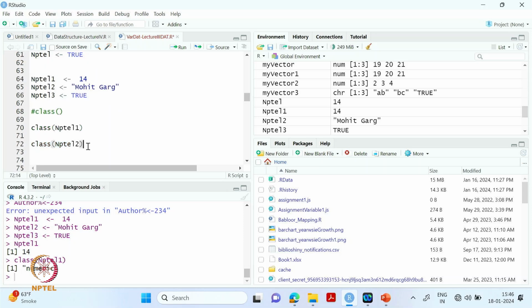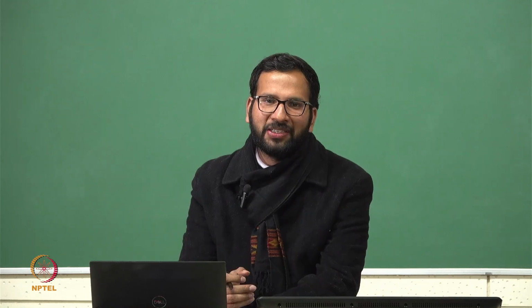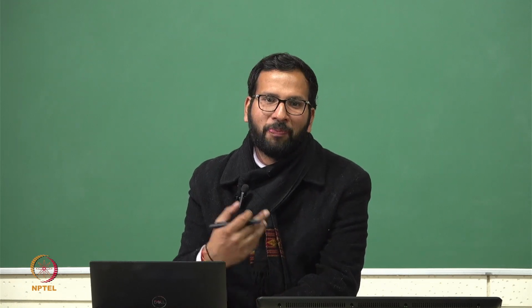So NPTEL 2, if I check the class of this, it's a character. Okay, so it's correct that NPTEL 1 is an object which has the numeric value, and NPTEL 2 has an object which has character value. Here I'll request you again to pause the video and think in your mind what could be the possible class of NPTEL 3.